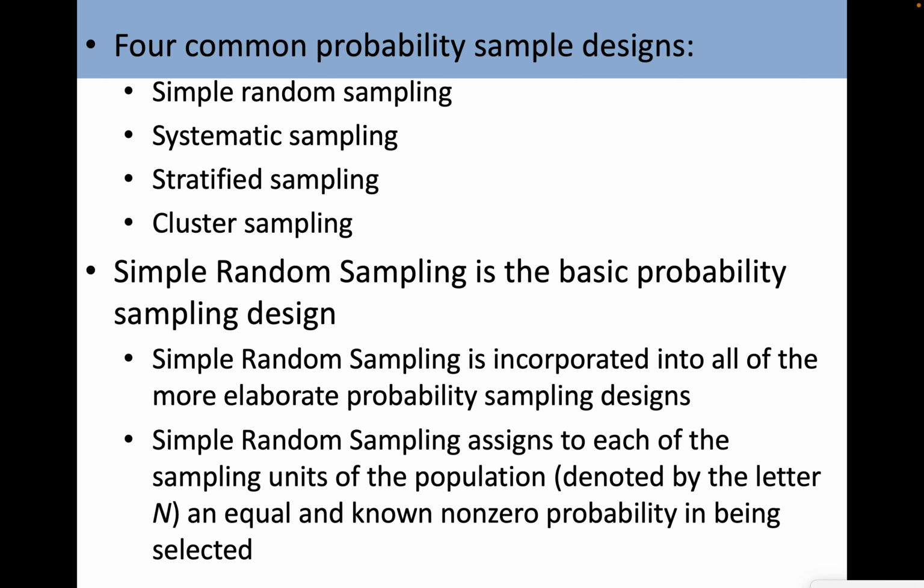Four common probability sampling designs: simple random sampling, systematic sampling, stratified sampling, and cluster sampling. Simple random sampling is the basic probability sampling design. Simple random sampling is incorporated into all of the more elaborate probability sampling designs. Simple random sampling assigns to each of the sampling units of the population, denoted by the letter N, an equal and known non-zero probability of being selected.